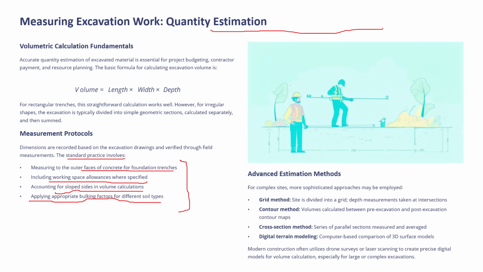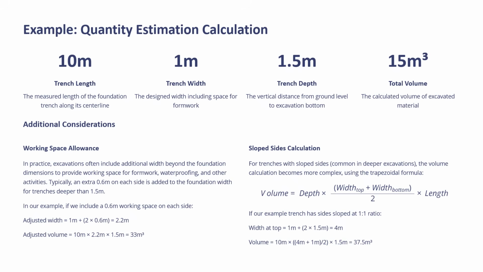Modern construction often utilizes drone surveys or laser scanning to create precise digital models for volume calculation, especially for large and complex excavations. Now we will take an example that will make things clear, how the excavation quantity is calculated. Let us suppose that trench length is 10 meter, trench width is 1 meter, trench depth is 1.5 meter. Trench length means the main length of the foundation trench along its center line.